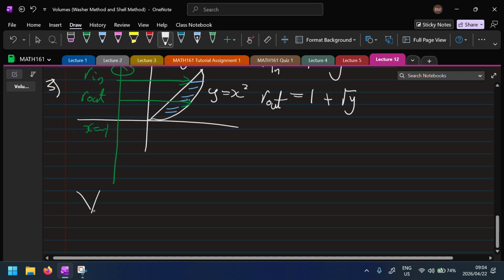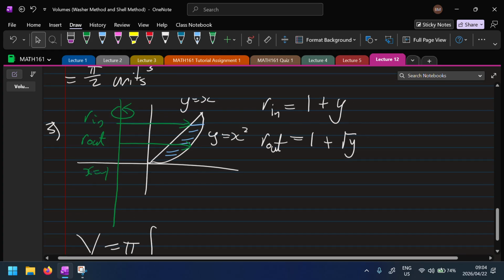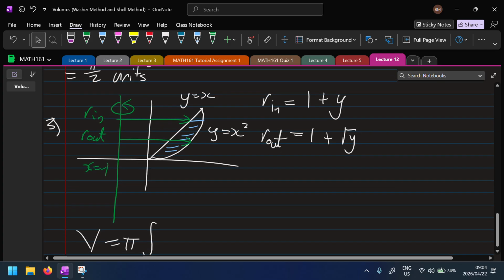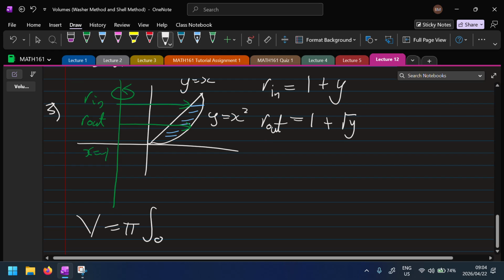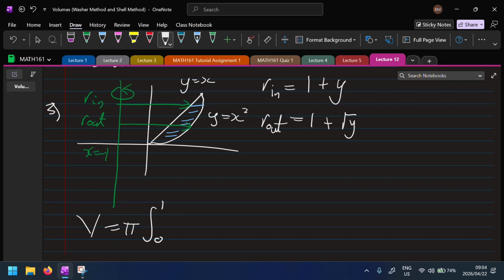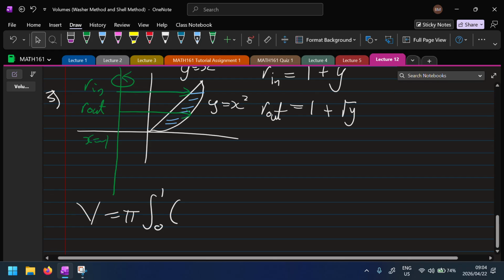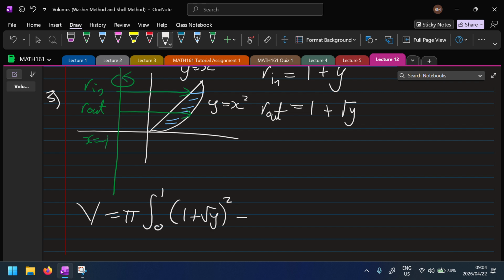Okay, so let's substitute. Volume equals pi integral. We need the bottom and the top of our shape because we're going along y. So the bottom of our shape will be 0. And the top of our shape? 1. Now we need the outer radius squared minus the inner radius squared. So this will be 1 plus root y squared, that's for the outer part, minus the inner part, that's just 1 plus y all squared. Again, dy, because we're stacking them vertically.